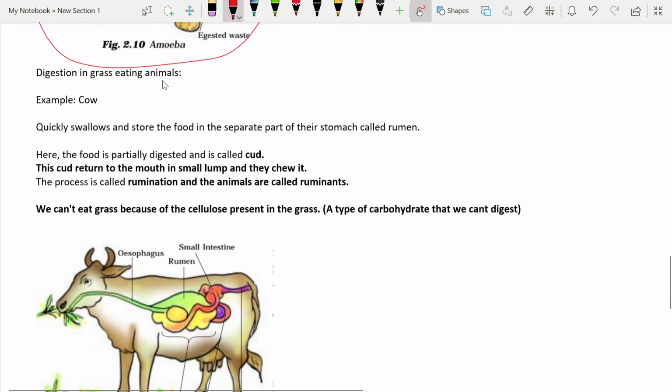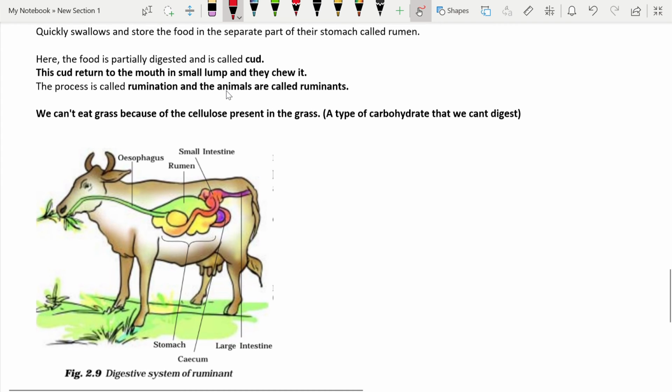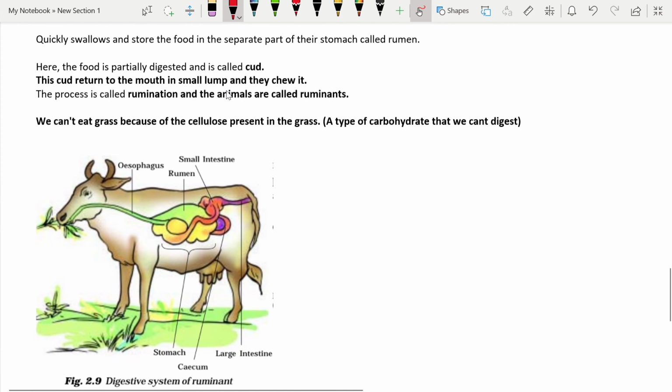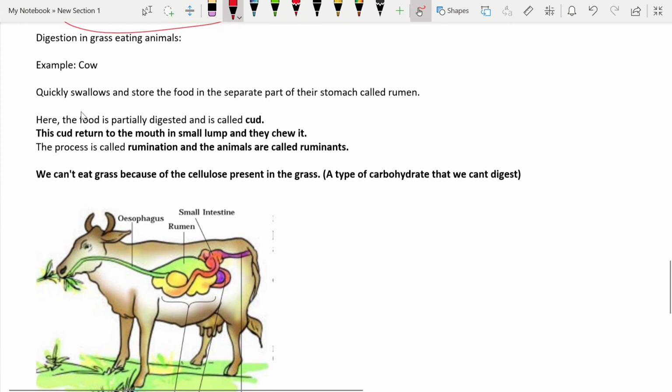Digestion in grass-eating animals. Now this is the last topic of our chapter, so let's quickly get through it. Let's take a cow for example. They quickly swallow the food and store it in a separate part of their stomach called the rumen. Here, the food is partially digested and is called cud. Now the cud returns back to their mouth in small lumps and they chew it and chew it.